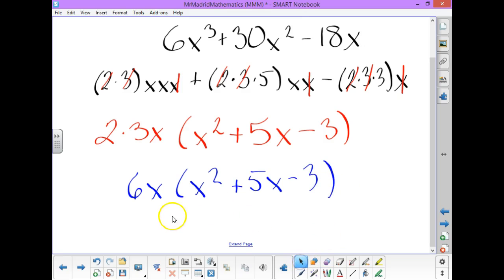I'm going to do one last check as a reminder for you guys tomorrow when you do this. If I multiply 6x times x squared, I get 6x cubed. Check. 6x times 5x would give me 30x squared, check, and 6x times minus 3 would give me minus 18x.